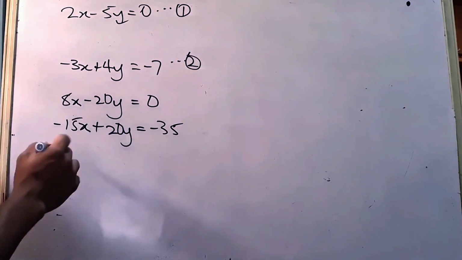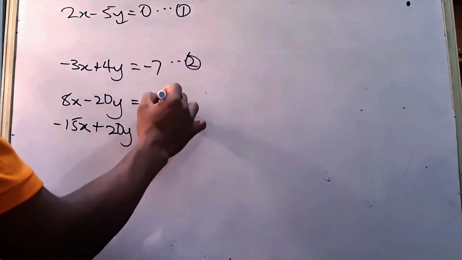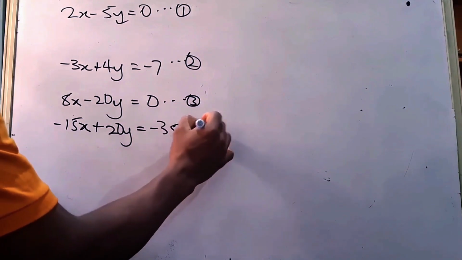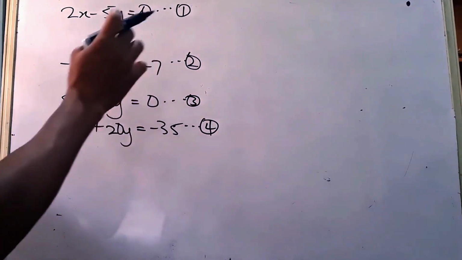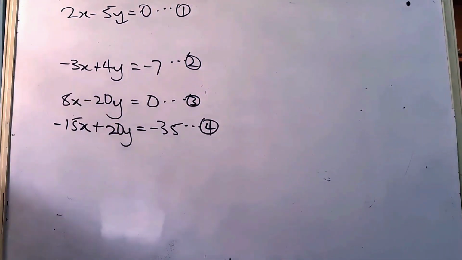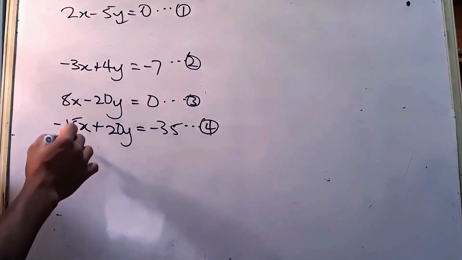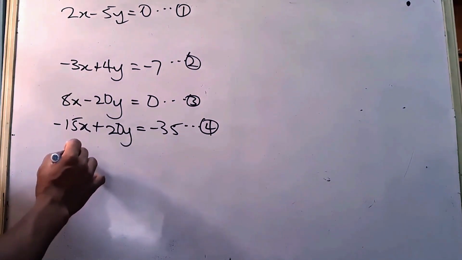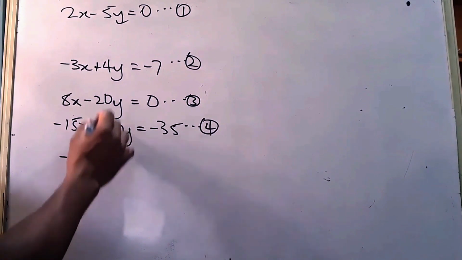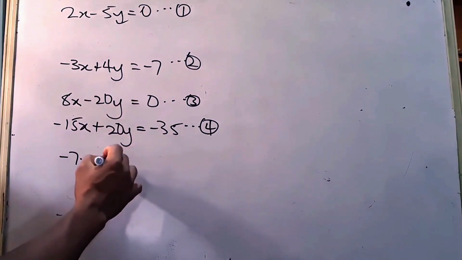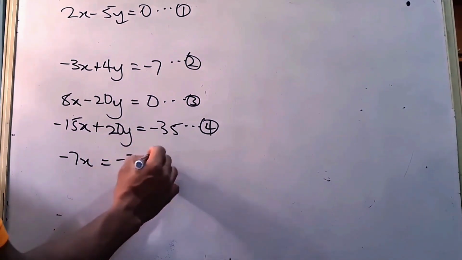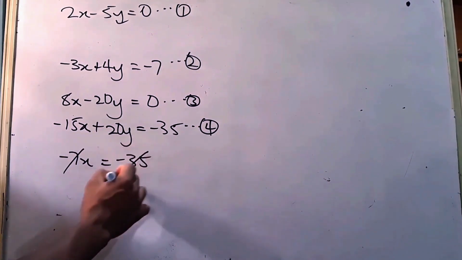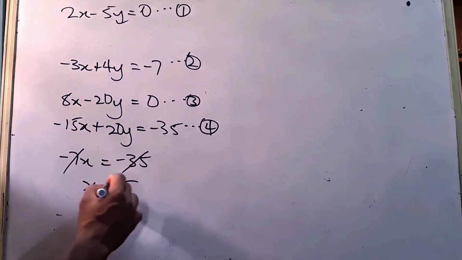If we add equation 1, let me call this equation 3, call this equation 4. If we add equation 3 to equation 4, we're going to have 8 minus 15 is minus 7x, y goes away, this becomes minus 35, this cancels this, x is equal to 5.